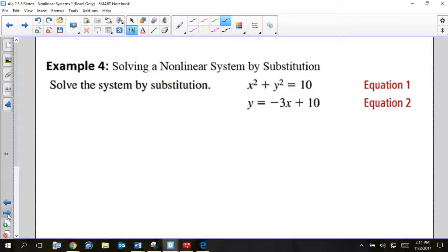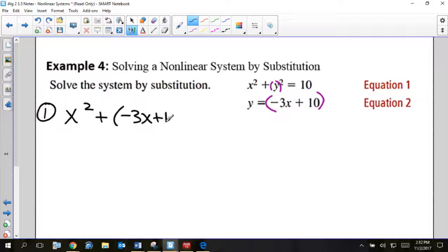So we're going to use substitution. And this is nice. Y is already equal here. Y equals negative 3x plus 10. So I'm going to replace y with negative 3x plus 10. I am not replacing the squared part. I'm only replacing the y. So I'm going to rewrite that as x squared. This is equation 1 I'm going into. X squared plus parenthesis, negative 3x plus 10, close parenthesis squared, equals 10. So I replace y in equation 1 using equation 2.